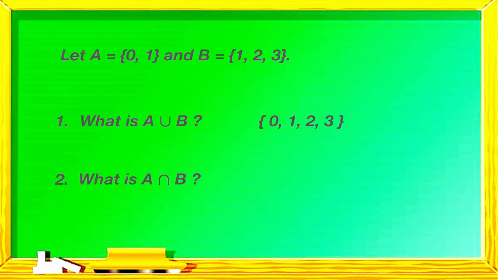The intersection of A and B will contain only elements in both A and B. In this case, only 1 is common to both A and B, and so the intersection of A and B is a set containing 1.